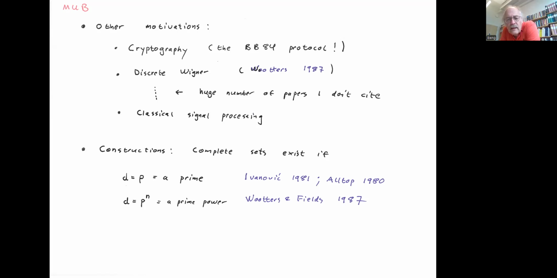Wootters and Fields, some years later, extended this construction to cover the case when the dimension is a prime power. And in no other dimension has a complete set of MUBs been found. And it's been an open question whether they exist in any other dimension. So that's the MUB problem.